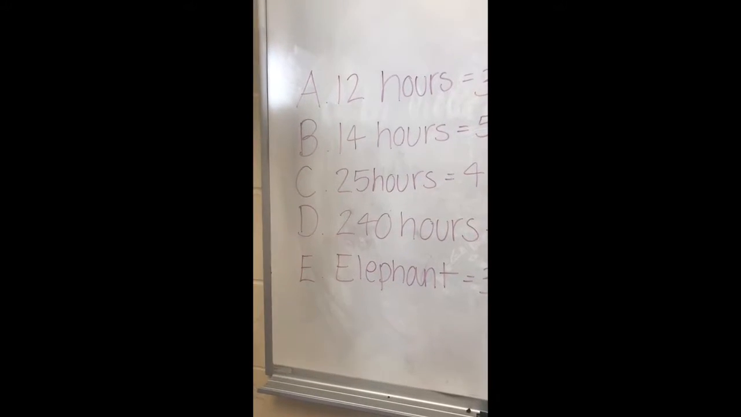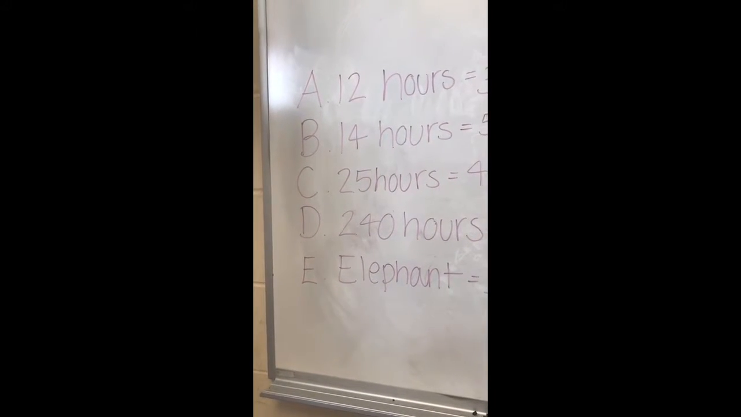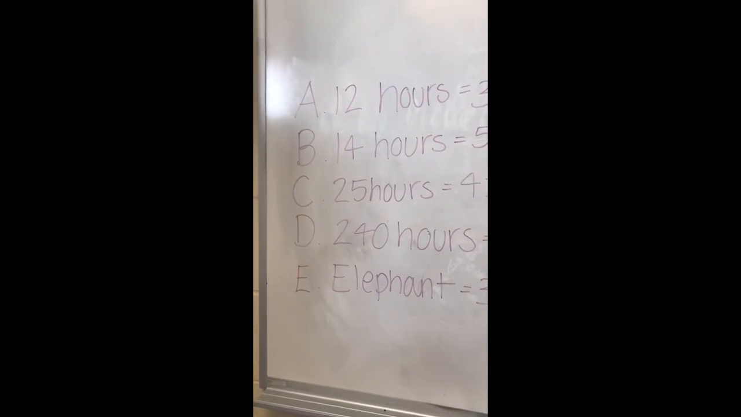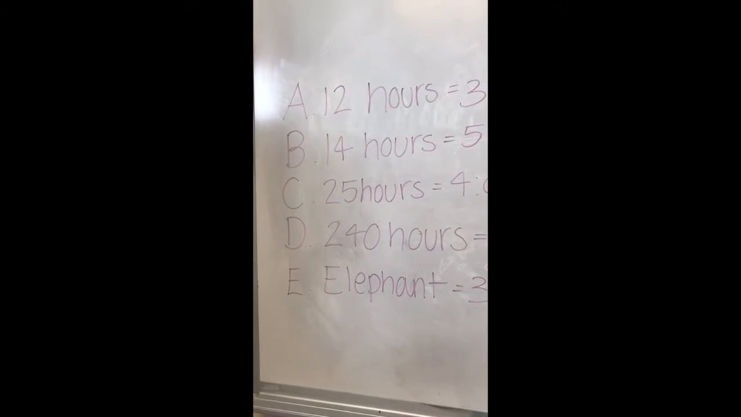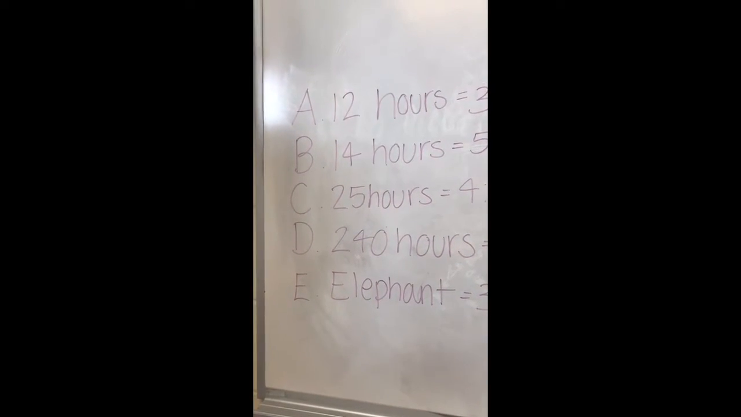The mindscape we chose can be found on page 92. The mindscape that we chose was number 1, a flashy timepiece. You own a very expensive watch that is currently flashing 3. What time will it read at 12 hours, 14 hours, 25 hours, 240 hours, and what time is it when an elephant sits on it?